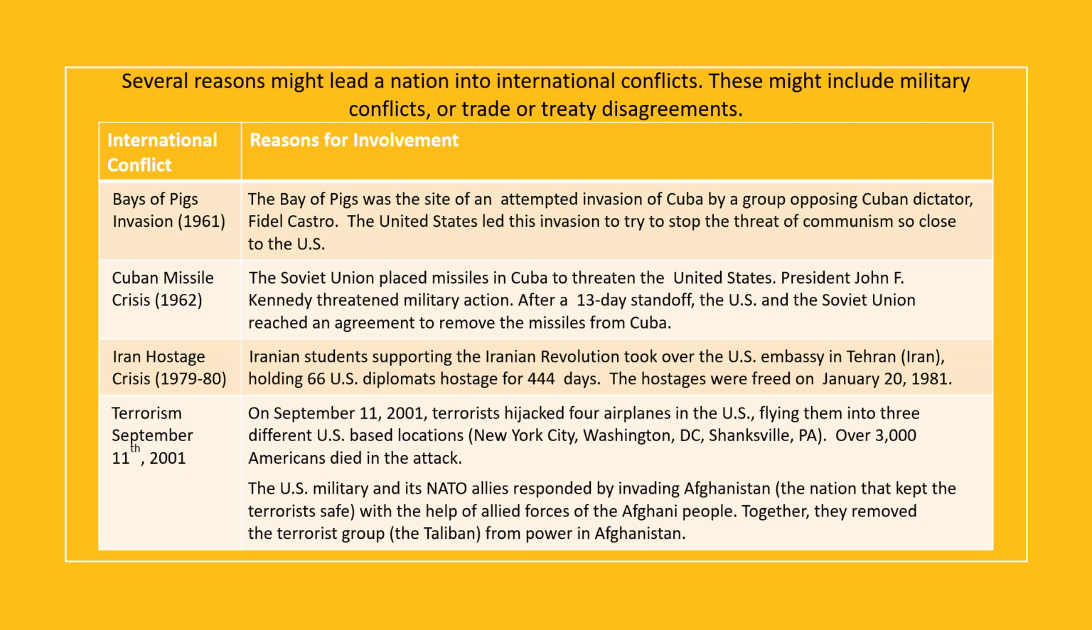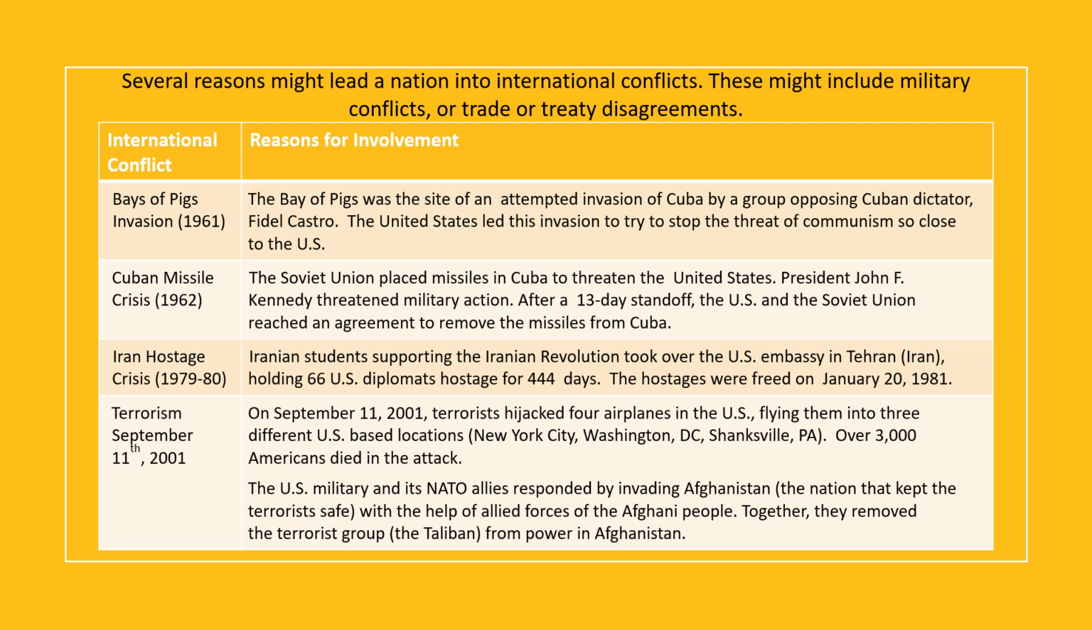Then we look at concerns about terrorism. We focus especially on September 11, 2001. On September 11, 2001, terrorists hijacked 4 airplanes in the United States, flying them into 3 different U.S.-based locations: New York City, Washington, D.C., and Shanksville, Pennsylvania. Over 3,000 Americans died in the attack.